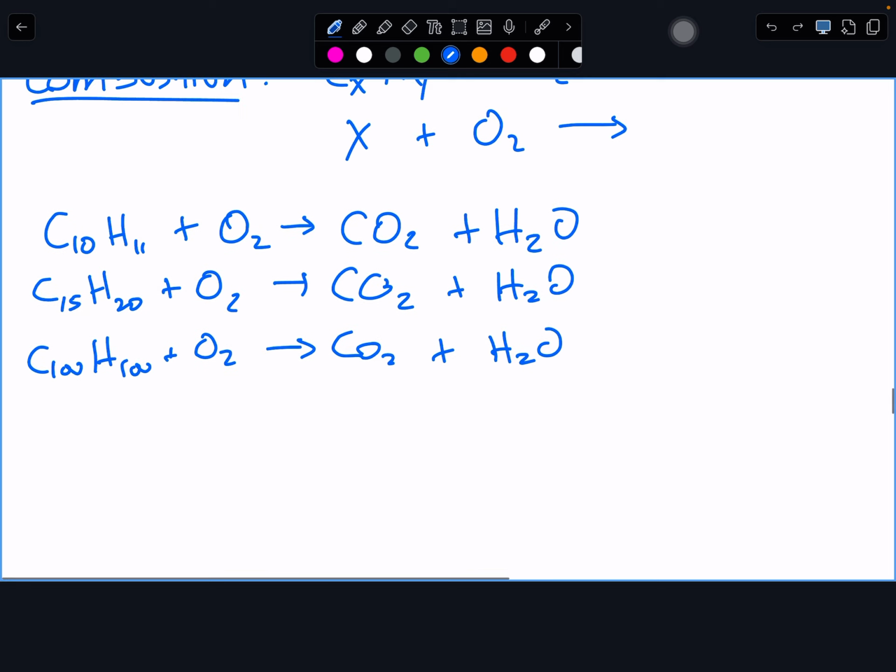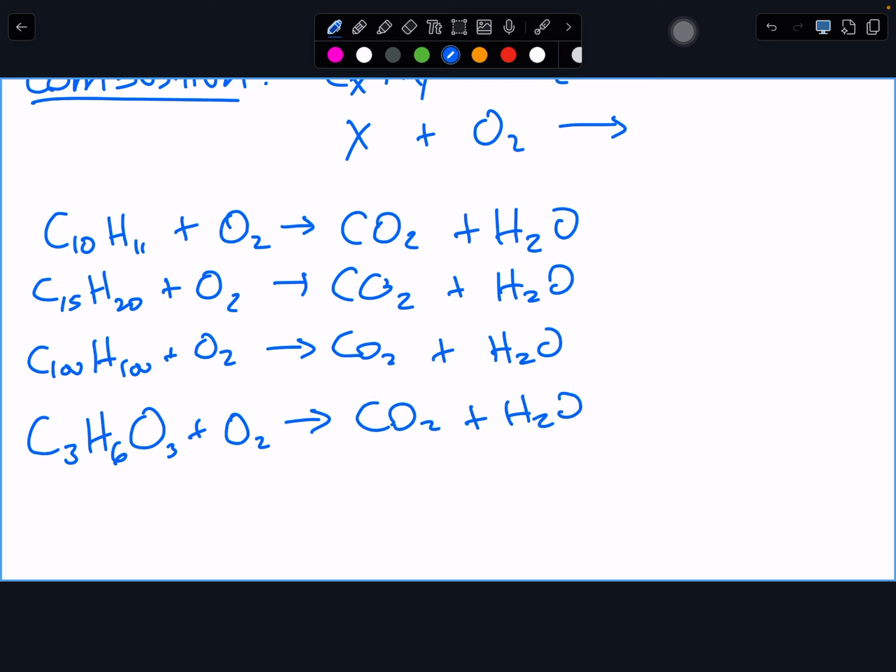And what if it's hydrocarbon plus oxygen plus another? Different. I could also have carbon with hydrogen and oxygen, and it reacting with oxygen would still give me CO2 and H2O. But isn't that C3H6O5? No, not a state. This is actually glucose. So even if my hydrocarbon has an O with it and it reacts with oxygen, it's going to give me the same products every time, CO2 and H2O.